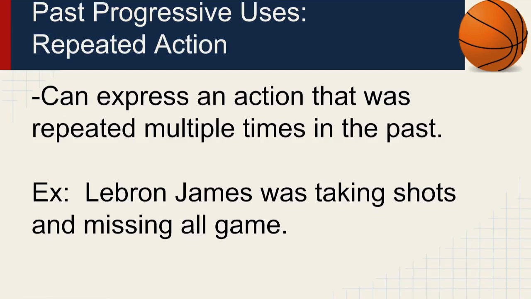The last common usage for the past progressive aspect is when expressing that an action was repeated multiple times in the past. Here we have two actions that went on repeatedly in taking and missing. Combined with the past progressive verbs, the phrase all game describes the time frame or event in the past in which this happened. LeBron James was taking shots and missing all game. For the comprehension check, you can mark sentences like this as repeated action.